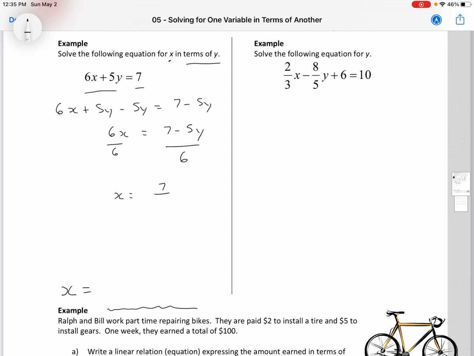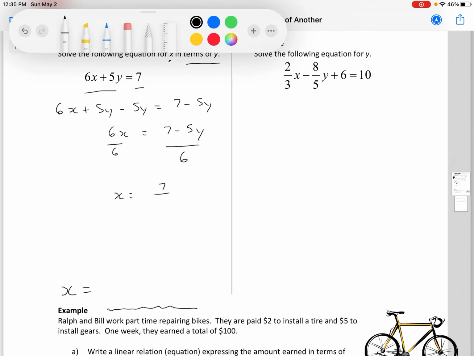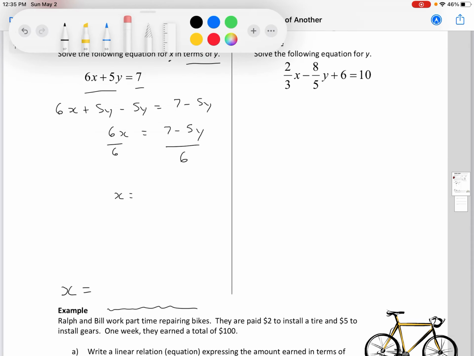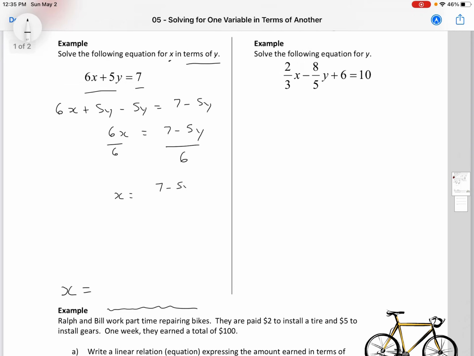Oops. Let's get my eraser out there for a second. I didn't mean to do it like that. Back to my pen. And I get x equals (7 minus 5y) over 6, which I just want to tell you, that's a right answer. That's a really good answer.